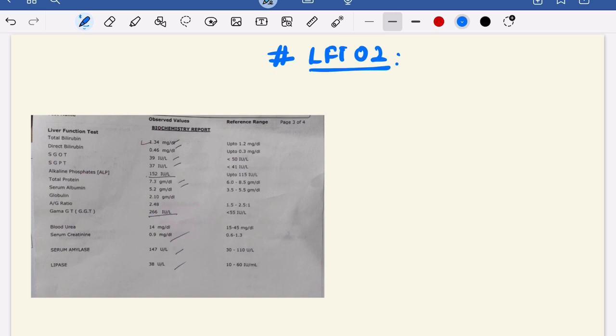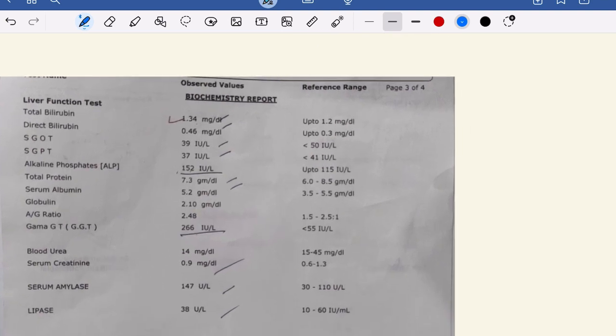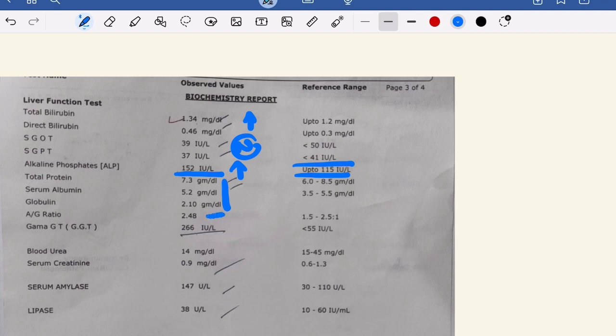Look at this LFT report. This patient had elevated total bilirubin, and the aminotransferases are normal. Look at the ALP value, which is elevated at 152; the normal value given here is 115. The proteins look normal, and the A/G ratio is also normal. The GGT is also elevated. Blood creatinine and serum amylase are also here; amylase is elevated, and lipase is within normal limits.